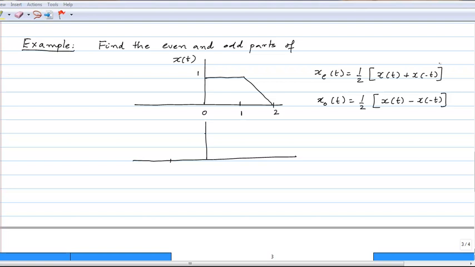So here's an example. Say we want to find the even and odd parts of the signal x of t that's shown in the figure. Alright, so how can we do this? Well, let's first recall that the even part of this signal x of t is given by half of x of t plus x of minus t, and the odd part is given by half of x of t minus x of minus t. So it's clear that we have to first find the signal x of minus t. So what is the signal x of minus t? Well, x of minus t is just a flip of this signal about the y-axis. So x of minus t is a signal which looks like this.